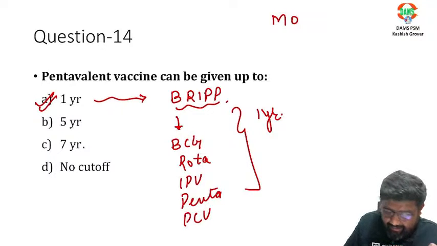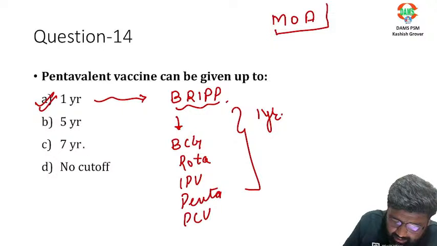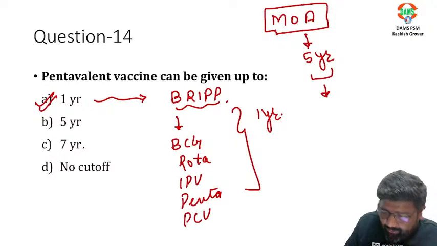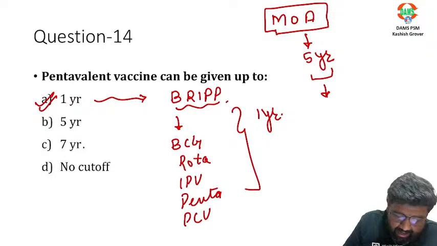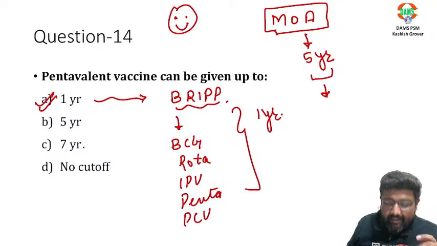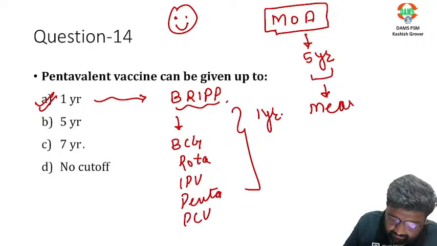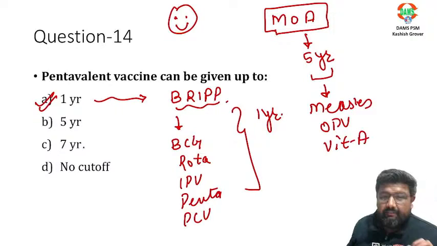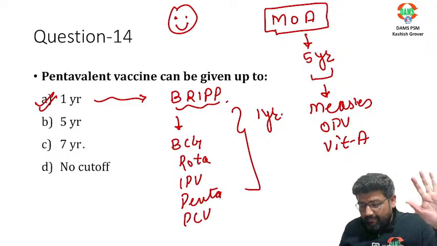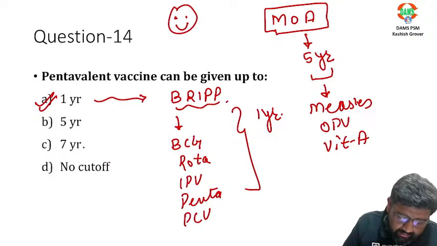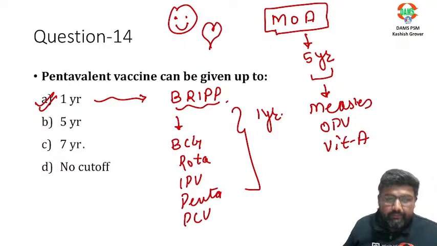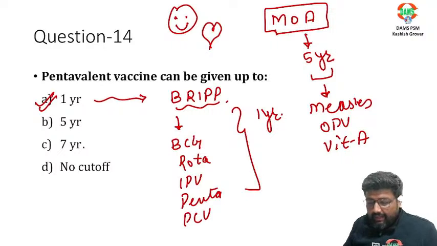So MOA can be given for 5 years. What is MOA? Measles, OPV, vitamin A. It is given up to 5 years. Superb, beta. Superb. Right? Love you all. Can I go ahead?